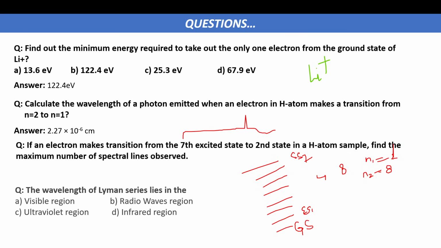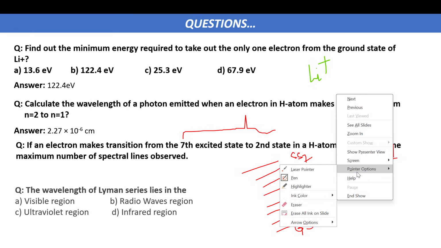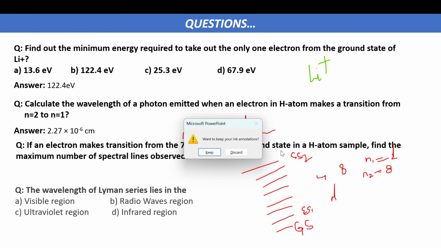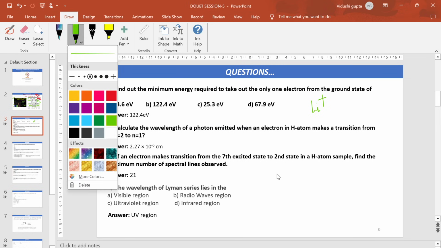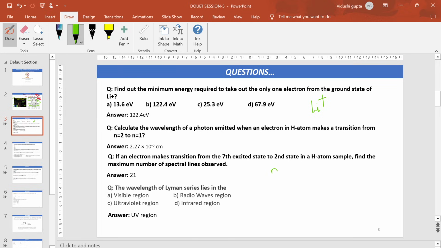So what is the formula to calculate the number of spectral lines? So it will be N2 minus N1, multiplied by N2 minus N1 plus 1, divided by 2. So your N2 will be 8, N1 is 2.